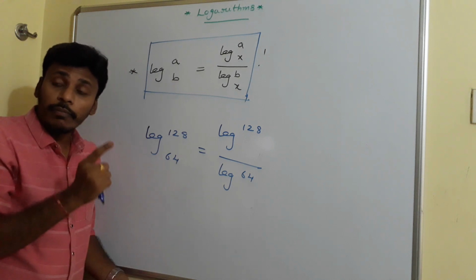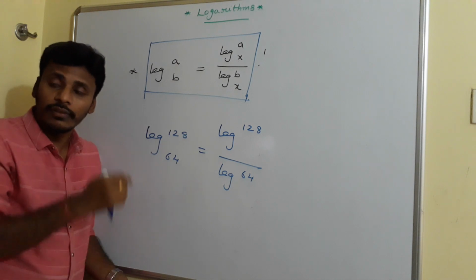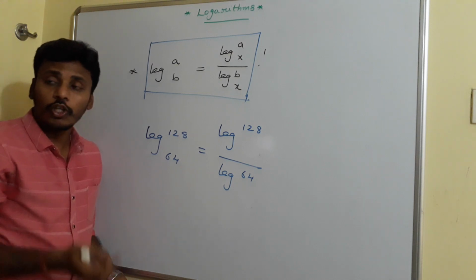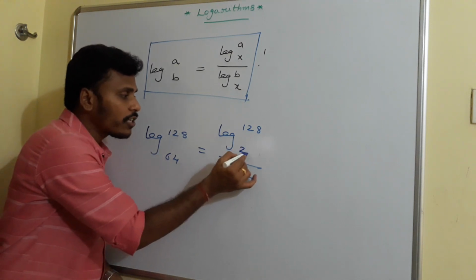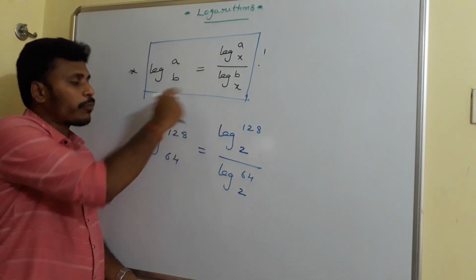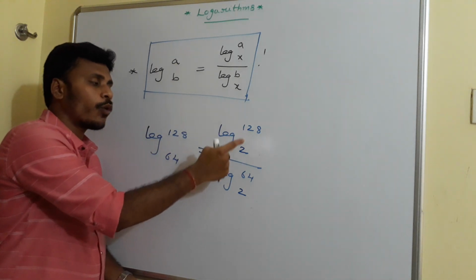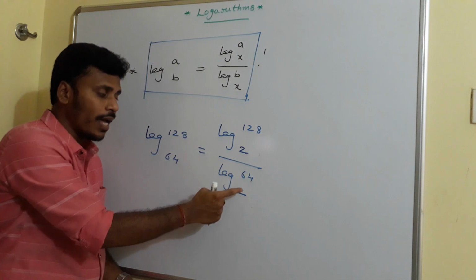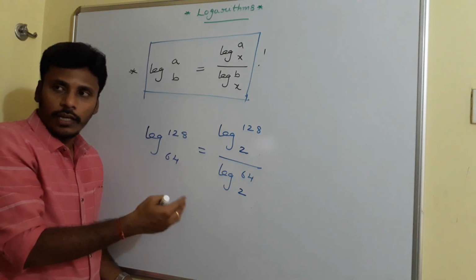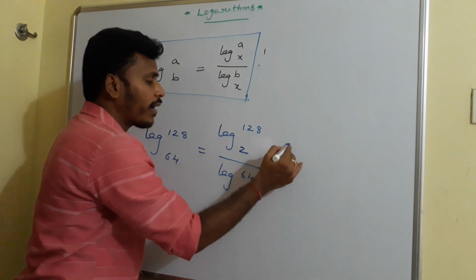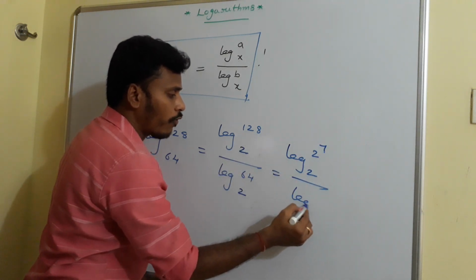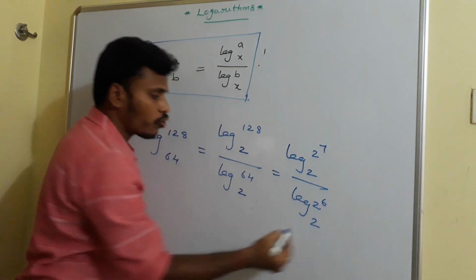But the person who took the base as 2, then he will have the advantage. Why? Because 128 and 64 are the powers of 2. So you need to recognize that, right? If the base is 2, then our task is simple. So this is logarithm of 128 base 64. By the support of this law, I am writing this as logarithm of 128 base 2 over logarithm of 64 base 2. Instead of 2, you have a chance to take any number. But if it is 2, surely I can simplify it, and now I can write it as logarithm of 2 power 7 base 2 over logarithm of 2 power 6 base 2.